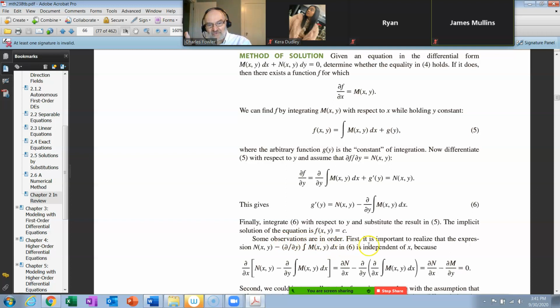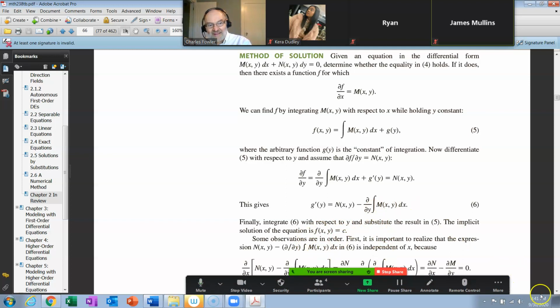Some observational order. First, it is important to realize the expression, this thing right here, is independent of x. Because there's no x over here, there can't be an x in there. So when you do all your stuff there, your x terms should have disappeared.